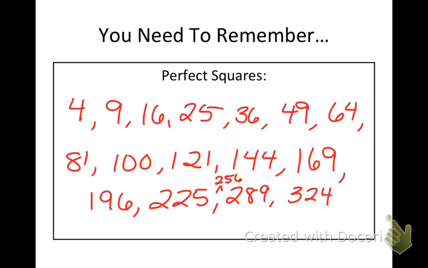19 squared, 361. You guys should know 20 squared: 400, right? Because 2 times 2 is 4 with 2 zeros. We won't go any higher than that. I think, personally, when you graduate high school, you should be able to say up to 12 squared. I mean, that should be kind of a given, right? You should kind of have up to 144 memorized. That's just something you should know.